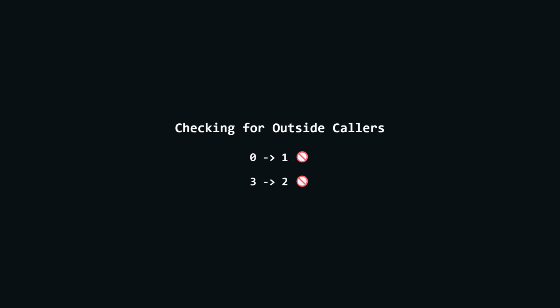Now we check for outside callers. Look at method 0. It's a safe method, but it calls method 1, and method 3, another safe method, calls method 2. Because these normal methods rely on the suspicious ones, we are not allowed to remove the suspicious group. We have to keep everything. So we return a list containing all 4 methods.